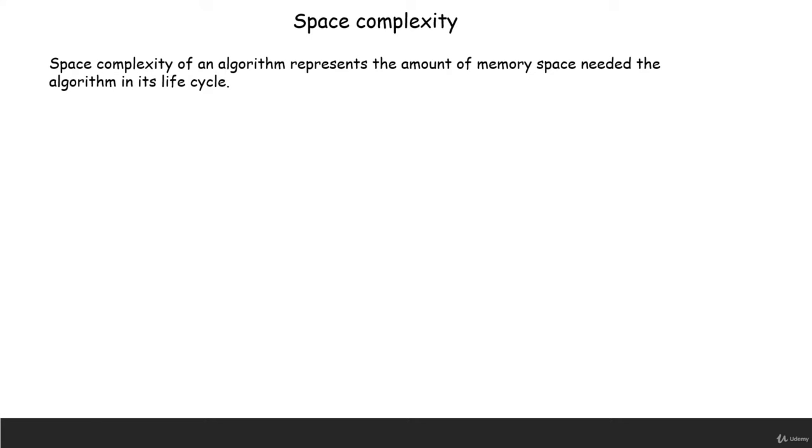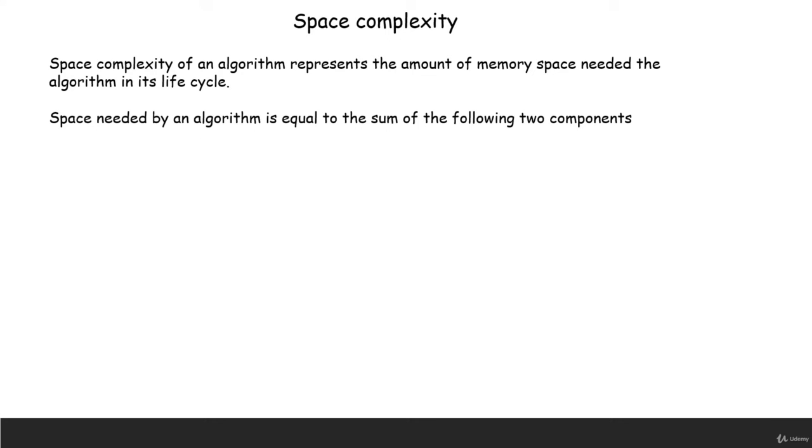So space complexity of an algorithm represents the amount of memory space needed by the algorithm in its life cycle. Just now we have discussed that. So space needed by an algorithm is equal to the sum of two following components. Which components? I will tell you. It is fixed space required and variable space required. So it could be represented like this. Space complexity equals the addition of the two components: one is the fixed space required and the other one is variable space required.